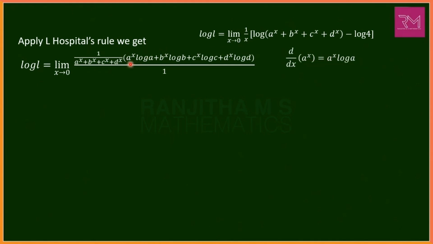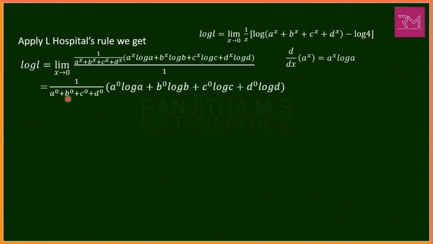So differentiation of a power x is a power x into log a plus differentiation of b power x is b power x into log b plus differentiation of c power x is c power x into log c plus differentiation of d power x is d power x into log d minus, here log 4 is constant, differentiation of constant is 0, divided by differentiation of x is 1. Next step, substitute x value as 0, we get 1 by a power 0 plus b power 0 plus c power 0 plus d power 0 into a power 0 into log a plus b power 0 into log b plus c power 0 into log c plus d power 0 into log d.